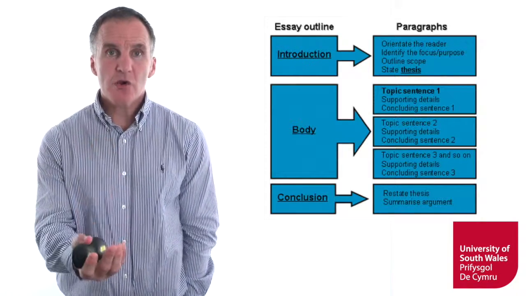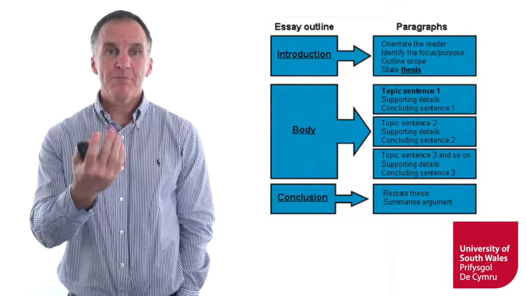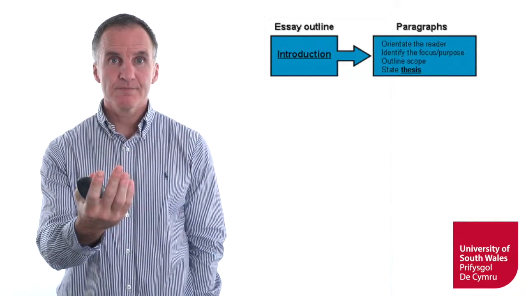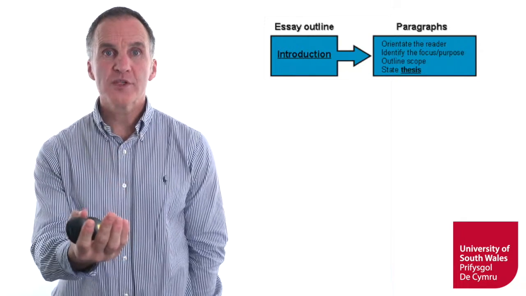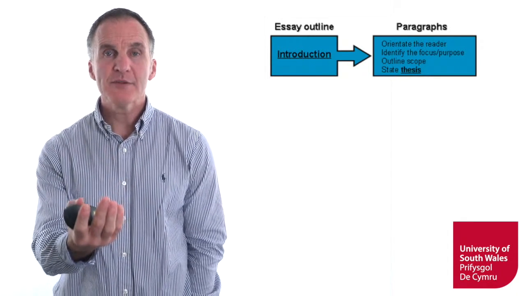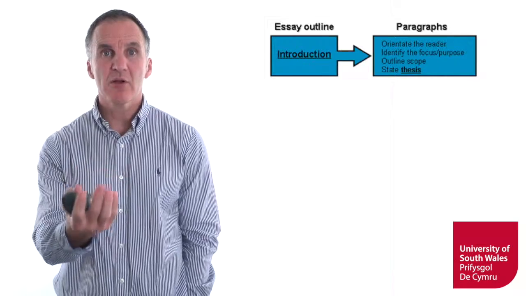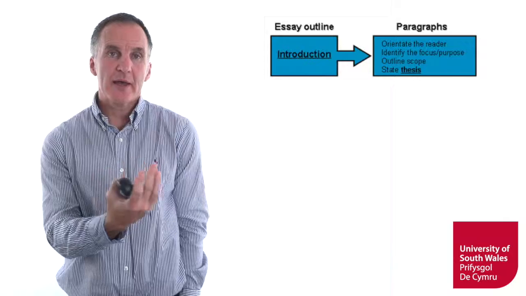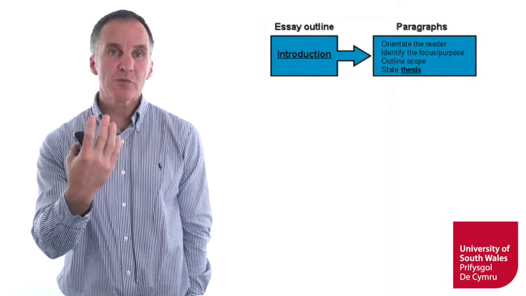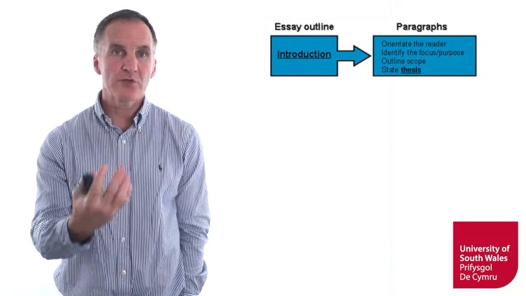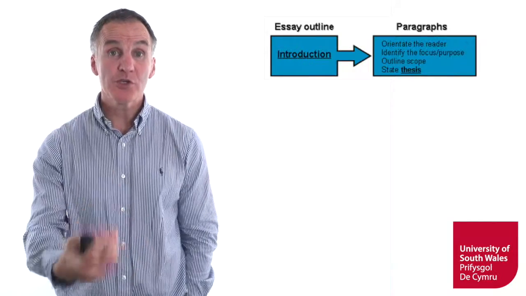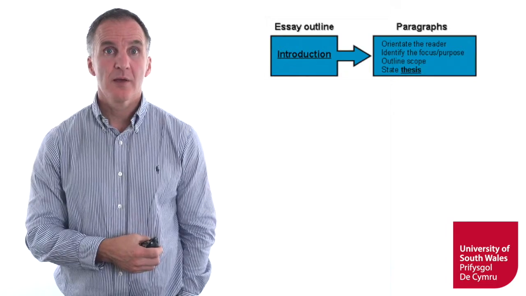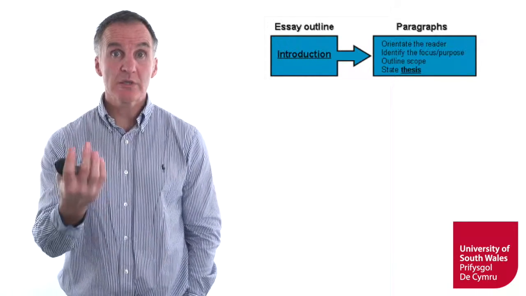So in terms of structure now, you'll have three main parts to your essay. You'll have an introduction, to orientate the reader. Identify the focus, the purpose, the outline, the scope. Like I said initially, you provide some context and some background to what you're talking about. You're introducing the reader to what the essay is about. So you'll have a main introductory paragraph.